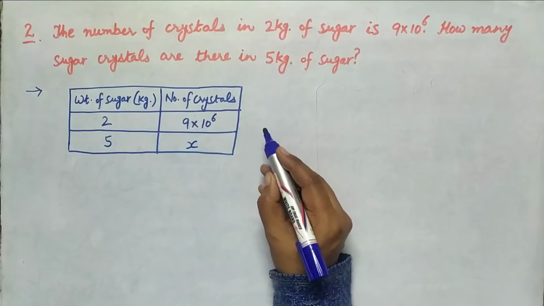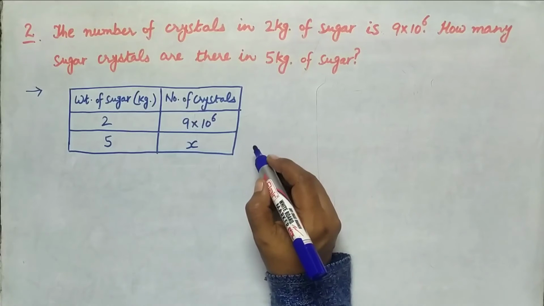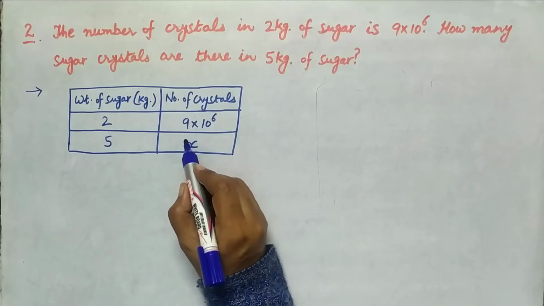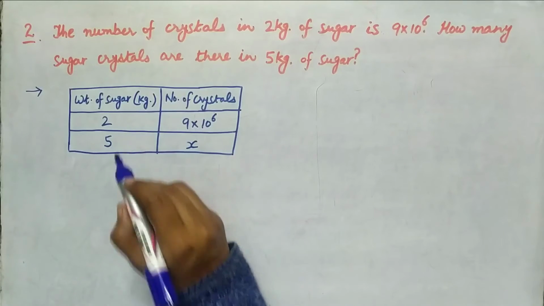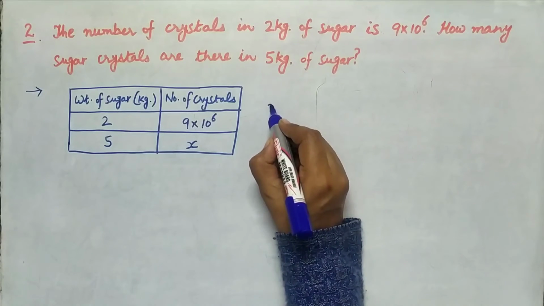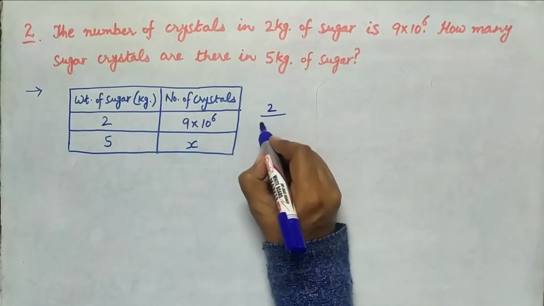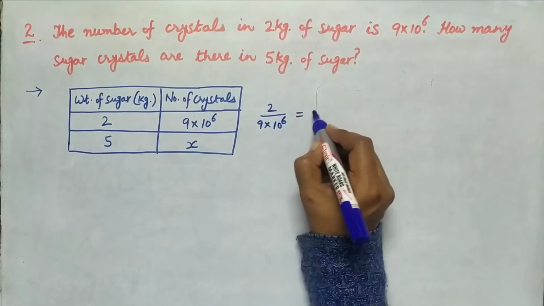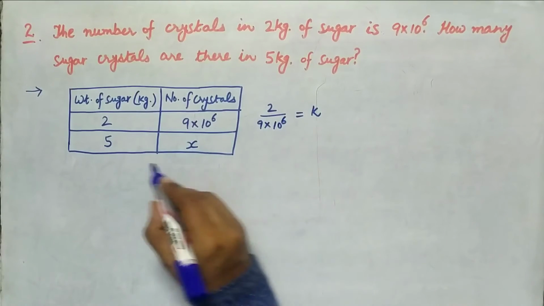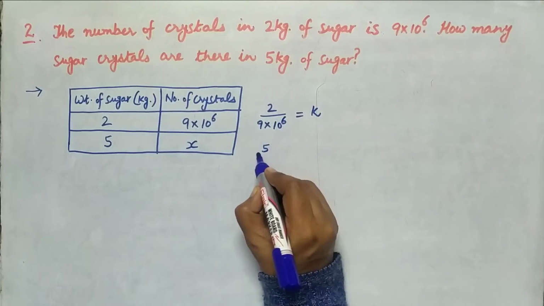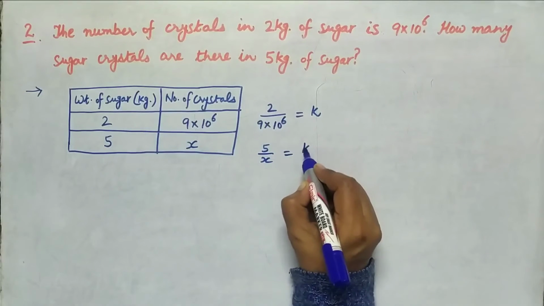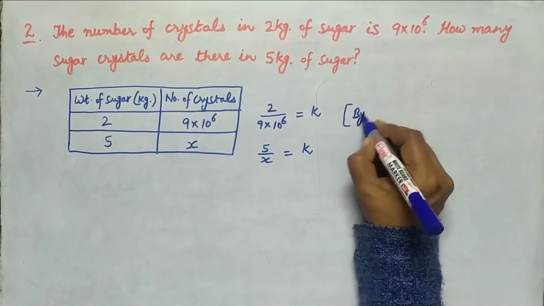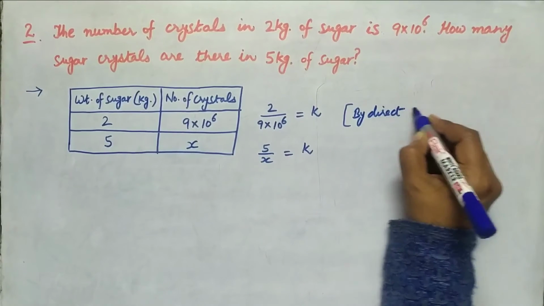Next step was making the equations by dividing these 2 columns according to the direct variation formula. The formula was the first value divided by the second value of the same row is equal to K. Similarly, second row, 5 divided by X is equal to K. The reason we have to mention is direct variation.